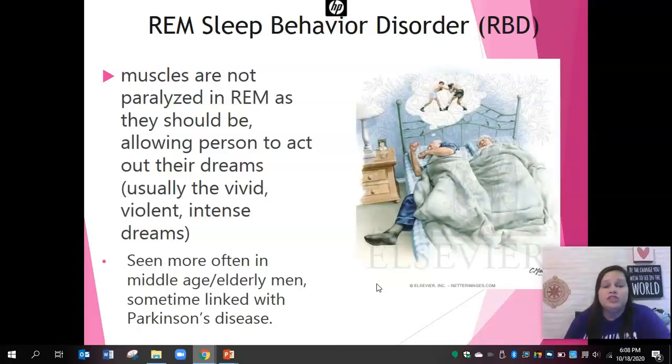REM sleep behavior disorder is pretty rare, but occurs when people are not staying paralyzed when they're in REM sleep and they're actually trying to act out some of their dreams.